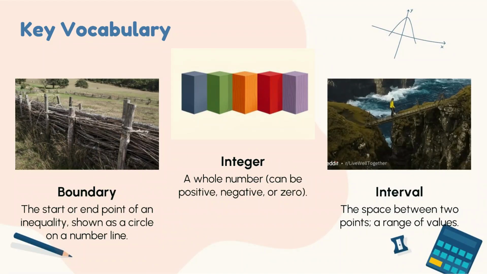Let's begin with the key vocabulary. A boundary is the start or end point of an inequality. On a number line, it is usually shown with a circle. An integer is a whole number. Integers can be positive, negative, or zero. An interval is the space between 2 points. In inequalities, it means a range of values. For example, if x is between 2 and 6, then the interval is the range of values from 2 to 6.